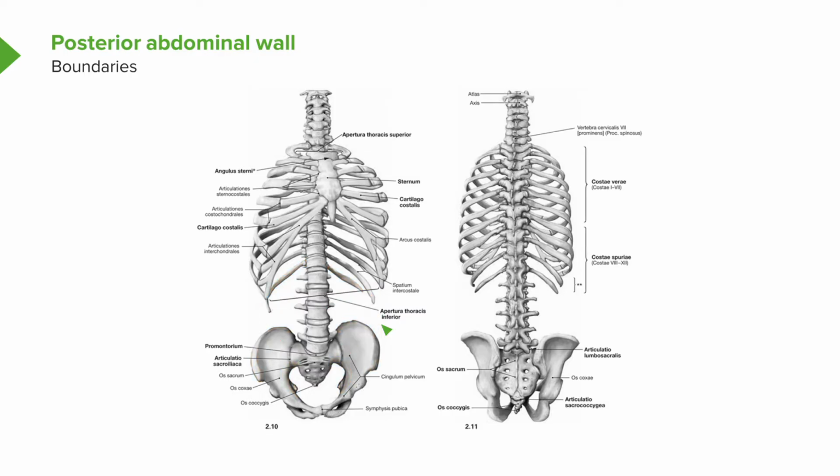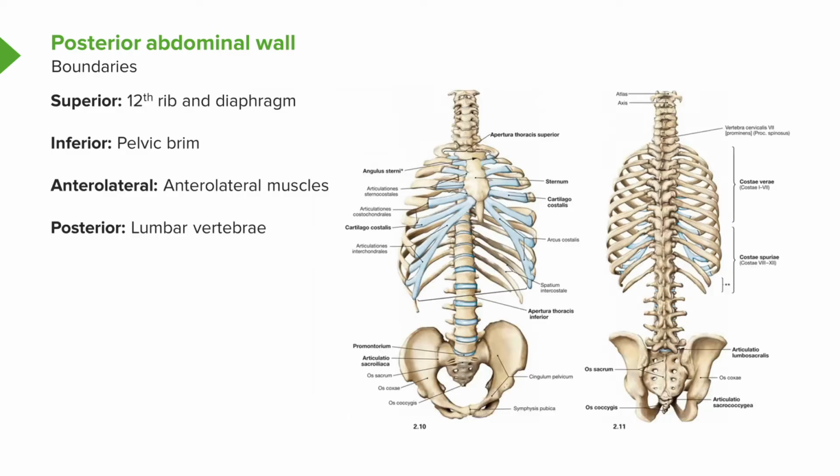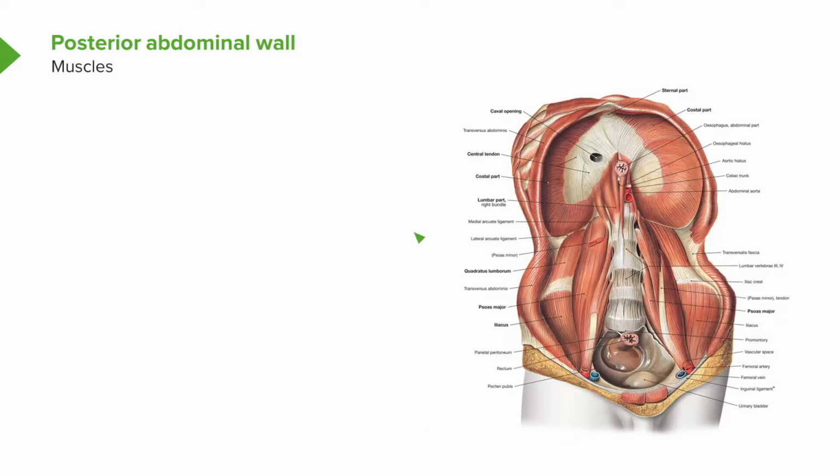We can see it clearly in this posterior view as the posterior abdominal wall really being in this kind of area here. So we can see with some details, we've got the 12th rib and the diaphragm forming the superior boundary, and inferiorly we can find the pelvic brim, which is round about here. Anterolaterally, we've got the anterior and the lateral abdominal wall muscles, which we spoke about at the beginning of the course, and posteriorly we've got those 5 lumbar vertebrae running down in the midline. So this is the region on the skeleton that we're looking at.